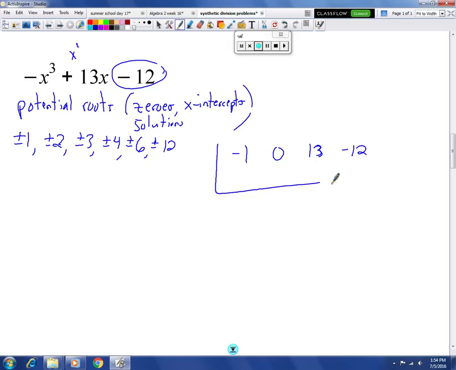Alright, let's try the positive 1. Okay, and then negative 1. Okay, 13 minus 1 is a 12. Okay, good. Right the first time we got something that works. Okay, so actual.